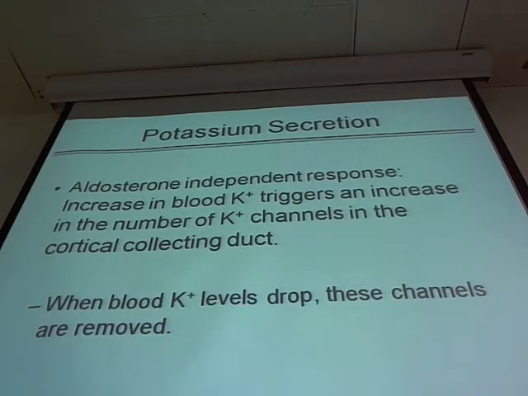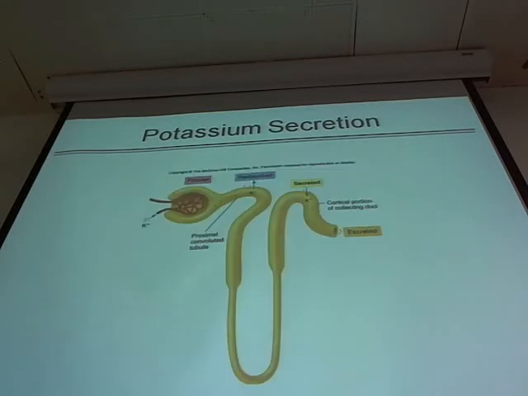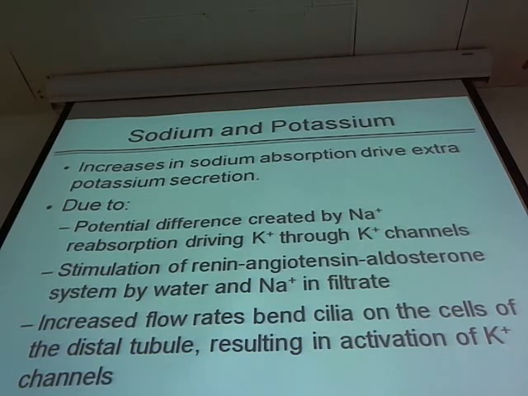Potassium secretion: aldosterone independent. Aldosterone: potassium increases, sodium absorption decreases. This is a take home. The more sodium you absorb back in, the more potassium is going out. It goes vice versa. If you are very hyponatremic, you have low sodium, your kidney is going to absorb as much sodium as it can, but you are going to bleed potassium. You are going to pee potassium. Believe me, you're going to lose it.